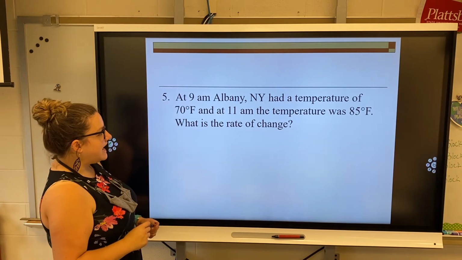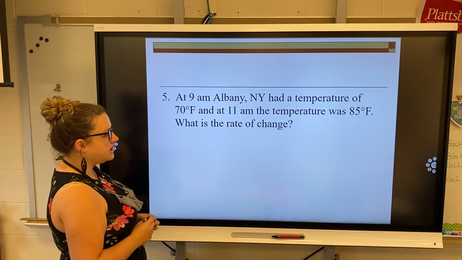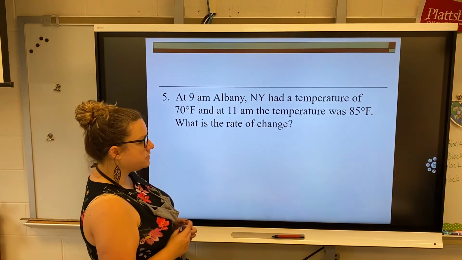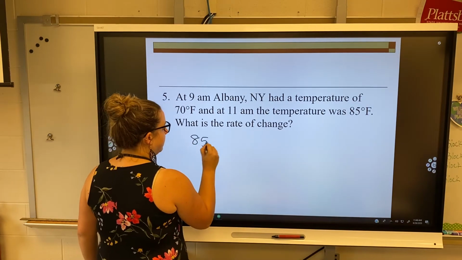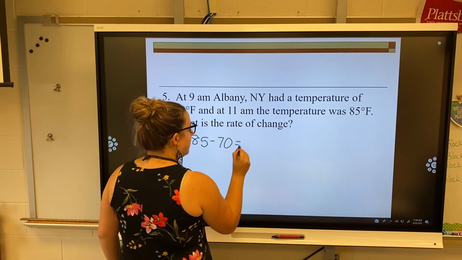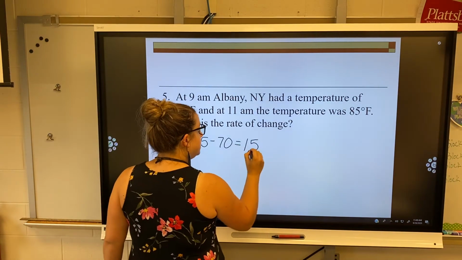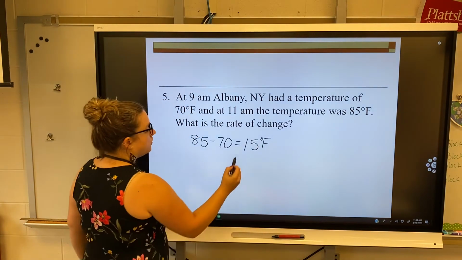Next one, at 9 a.m. in Albany, New York, it had a temperature of 70 degrees Fahrenheit, and then the temperature was 85 degrees Fahrenheit at 11. So I have to do 85 minus 70. That one's pretty easy. Easy peasy lemon squeezy. 15 degrees Fahrenheit over how much time?